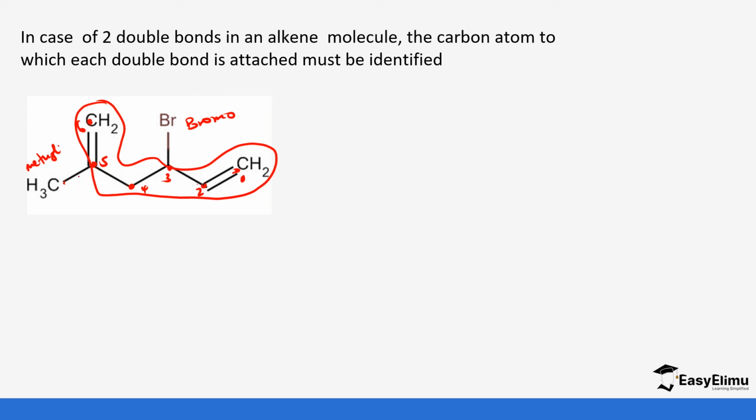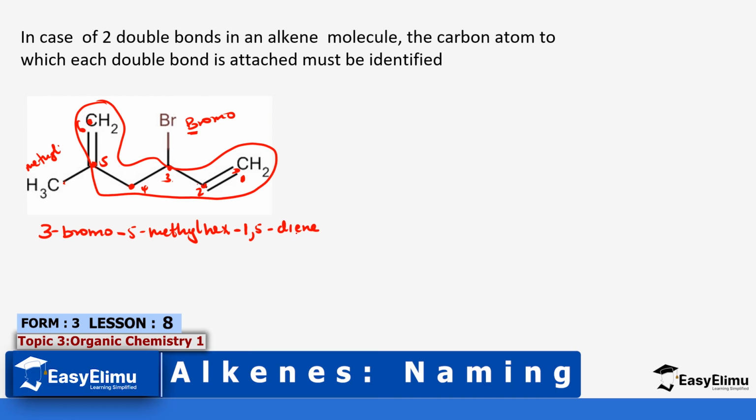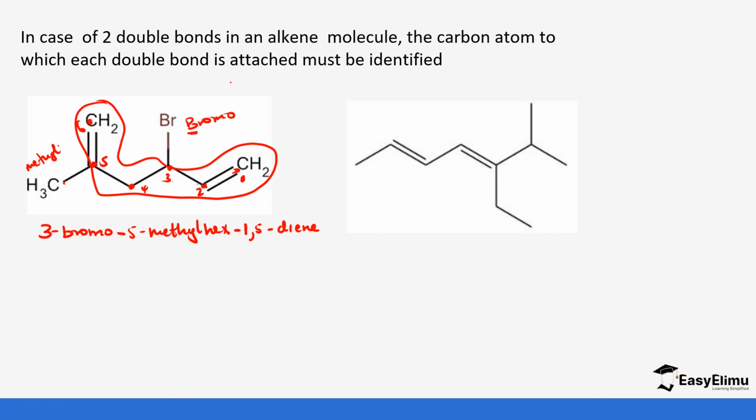So when we name this compound, we start with the branches and we start with bromo because it comes first alphabetically. So it is in carbon number 3, so it becomes 3-bromo. And then we go to methyl, 5-methyl. And then the parent name is hexene, but now we write hex, but we have 2 double bonds. So the first double bond is in carbon number 1, the other one is in carbon number 5, and we call it diene. So you notice we put a di on the ene to show that we have 2 double bonds.